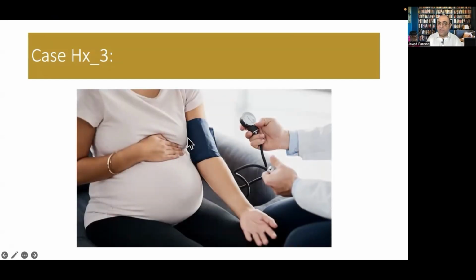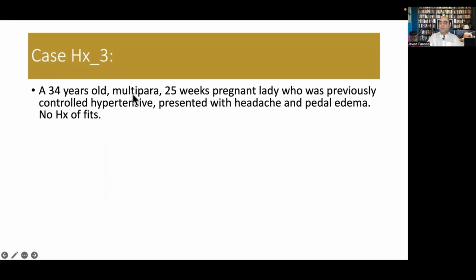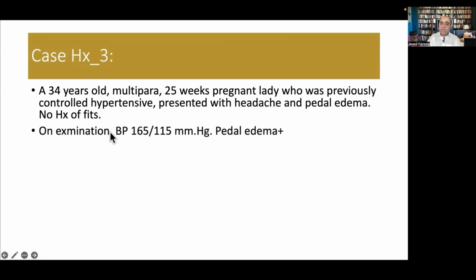So it's a lady who was having hypertension prior to pregnancy, and that was controlled. So 34 years old, multipara, 25 weeks pregnant lady, previously controlled hypertensive, now presented with headache and pedal edema. No history of fits. On examination, blood pressure is 165 by 115 millimeter, pedal edema positive. So her blood pressure is this with pedal edema. The liver function tests: bilirubin 1.3, mildly raised, ALT 127 raised, AST 90, PT increased. So these are the liver function tests.